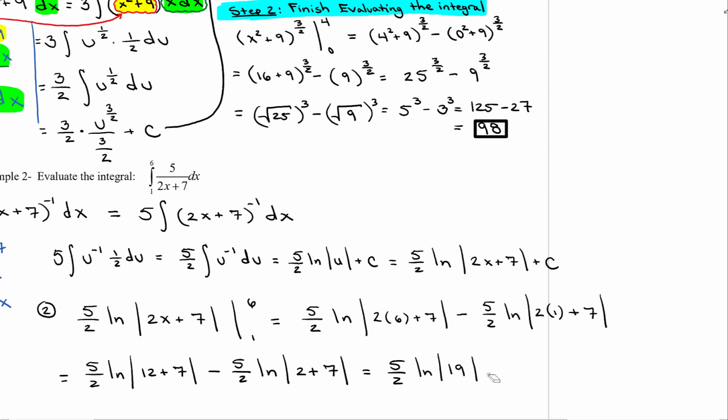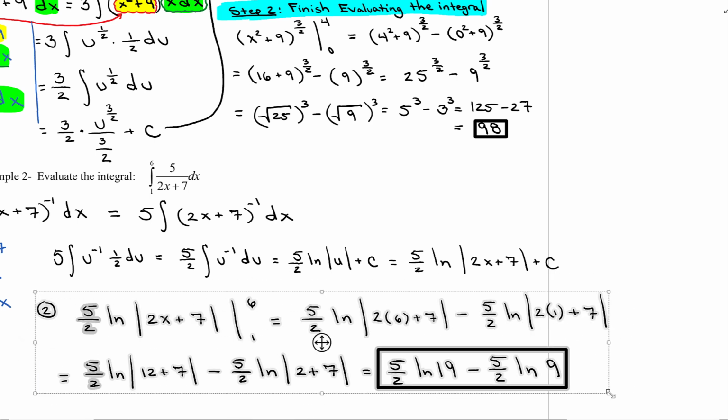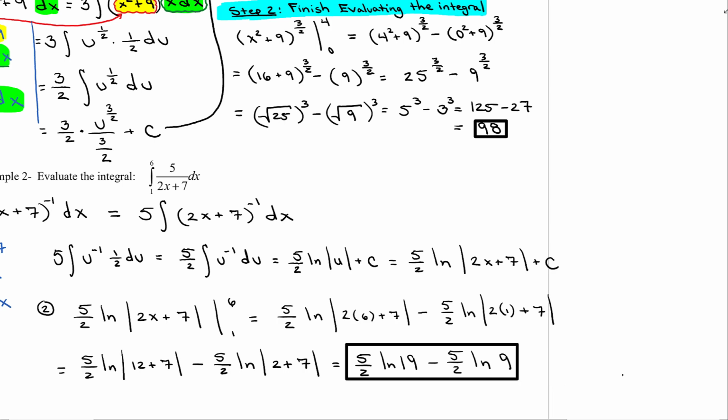So I'm just going to go ahead and take off the absolute value, since the absolute value of 19 is just 19. So it'll just be 5/2 times the natural log of 19 minus 5/2 times the natural log of the absolute value of 9. But the absolute value of 9 is just 9, so I'm just going to write 9. So that's going to be our answer, 5/2 times the natural log of 19 minus 5/2 times the natural log of 9, and I boxed that in.